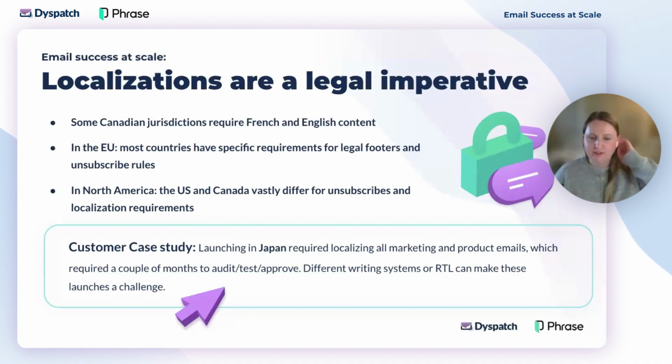And it was a huge effort that really paid off for them, with tons of different considerations with different writing systems and how long text might be in English versus their translations into Japanese, as well as the design of everything and the brand look and feel. It was a lot to manage, but they pulled it off, and they were able to use Phrase to do that. So it's pretty cool.